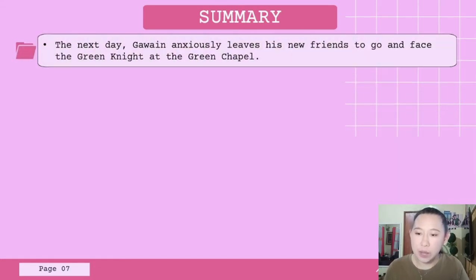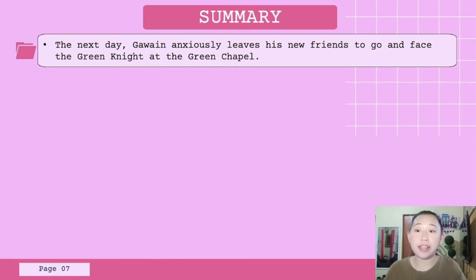The next day, Gawain anxiously leaves his new friend to go and face the Green Knight at the Green Chapel. The Lord sends a servant with him to show him the way, and the pair soon arrive at a forest, where the servant tries to dissuade Gawain from facing the Green Knight. But Gawain doesn't want to be a coward. He goes on alone. The terrain becomes strange.